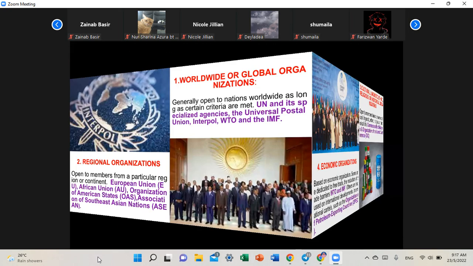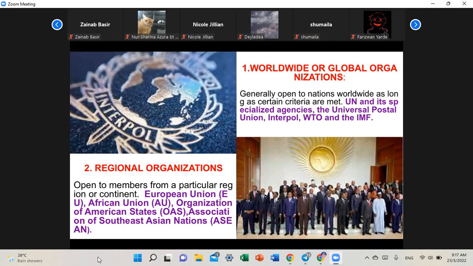Okay, so the criteria for regional organization is that you must be located in the continent or region in order to be eligible for membership in this regional organization. So you do not want to see Malaysia suddenly become a member of the European Union. That just doesn't add up, because we do not belong in that continent. So regional organization is based on region, basically the geographical location.